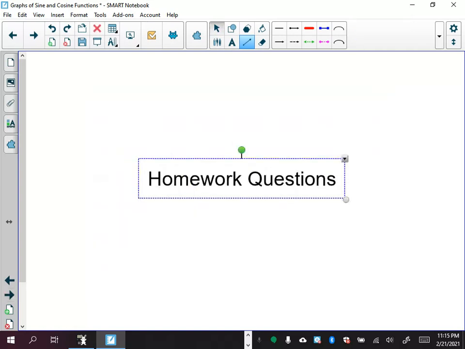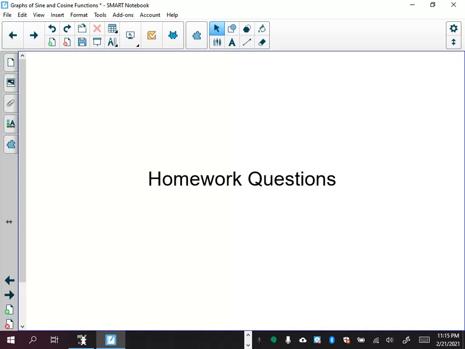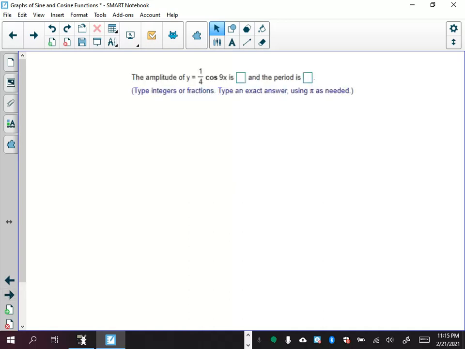So let's take a look at what this looks like in your homework. One of your homework questions is going to look something like this. Find the amplitude and the period for 1/4 cosine 9x. So take a few moments, pause the video, and let's see how you did here. And do it now.